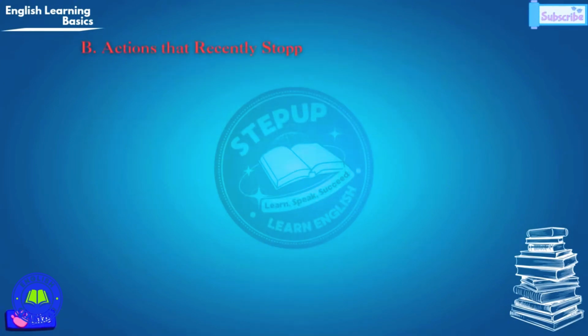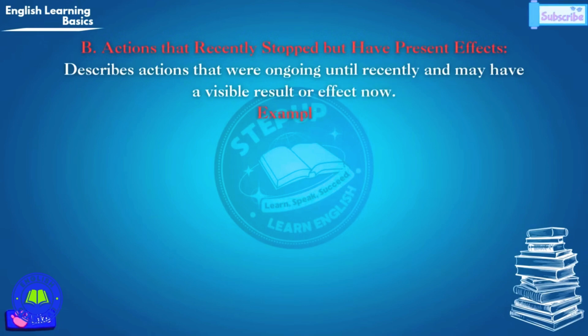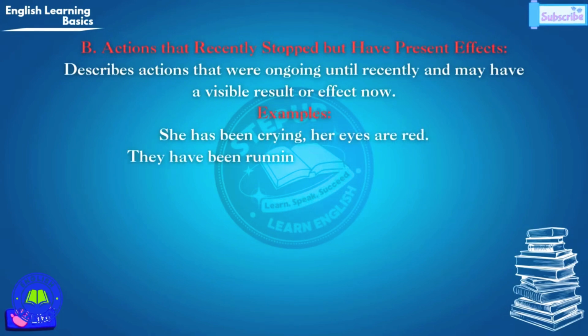They are still studying. B. Actions that recently stopped but have present effects. Describes actions that were ongoing until recently and may have a visible result or effect now. Examples. She has been crying. Her eyes are red. They have been running. They're out of breath.